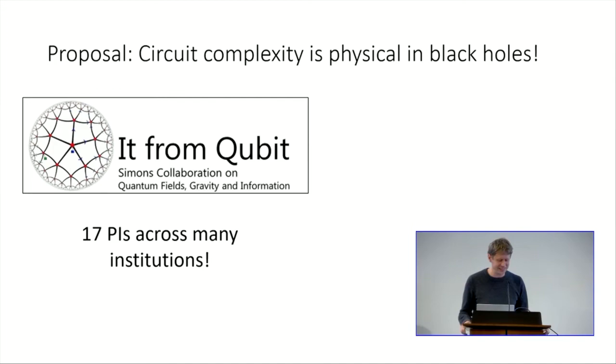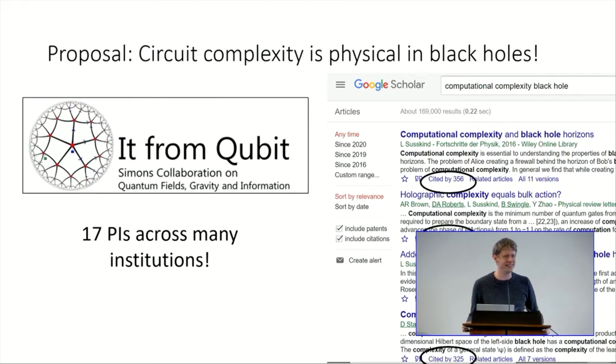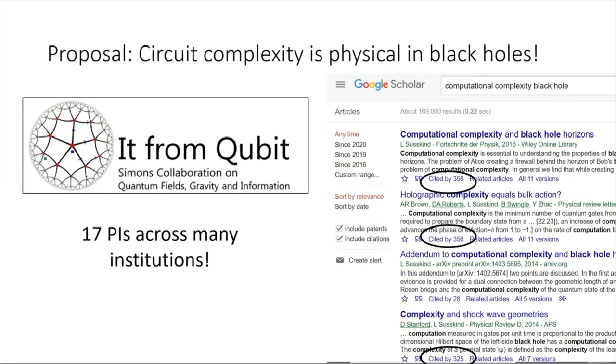In fact, this idea emerged from something called the It from Qubit collaboration. This is a Simons collaboration on quantum gravity. And there have been a huge number of papers exploring this idea that circuit complexity could be a physical thing. If you look for this on Google Scholar, you'll see that there have been papers from the last few years with hundreds of citations. So what's going on here?